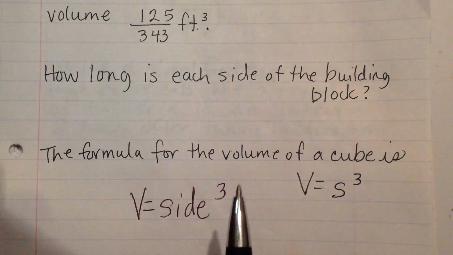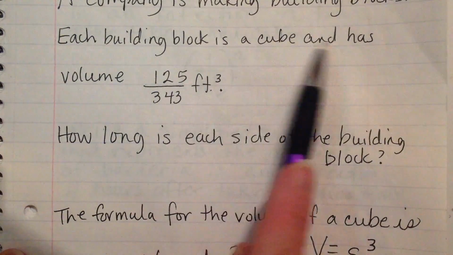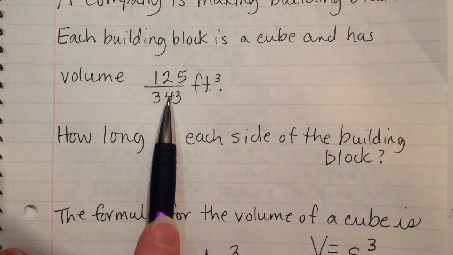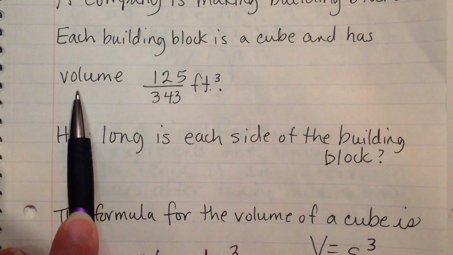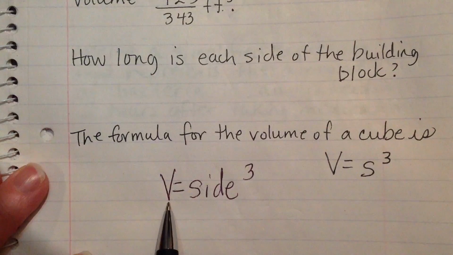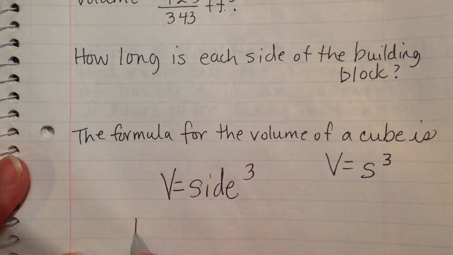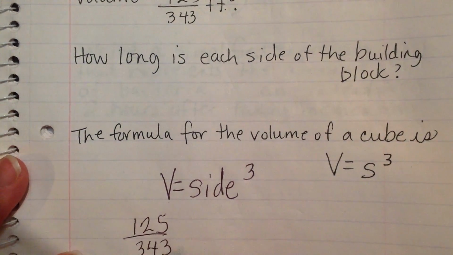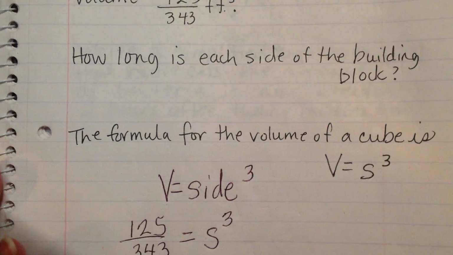So in our problem, we were told that each building block is a cube and has volume of 125 over 343 feet cubed. So I'm going to take this value and plug it in for volume in our formula. So I have 125 divided by 343 equals S cubed.